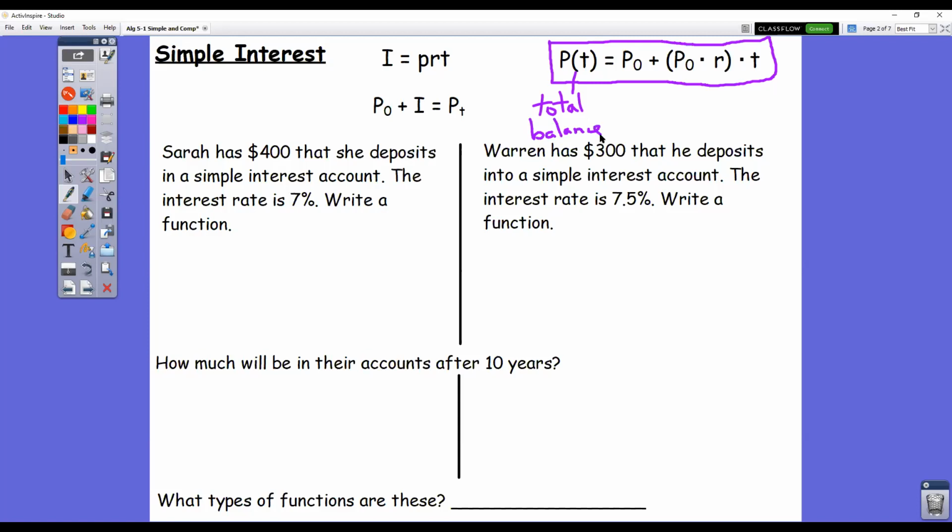That is the amount of money you have in your account at a specific time, equals the original amount, all right, the original principal, plus the original principal times the rate.